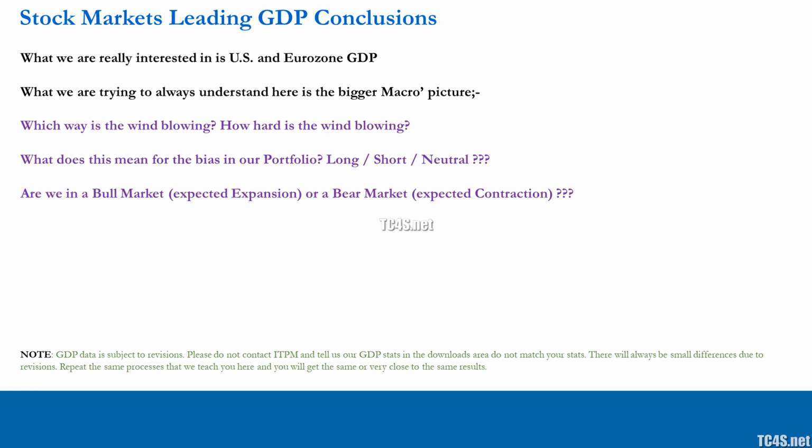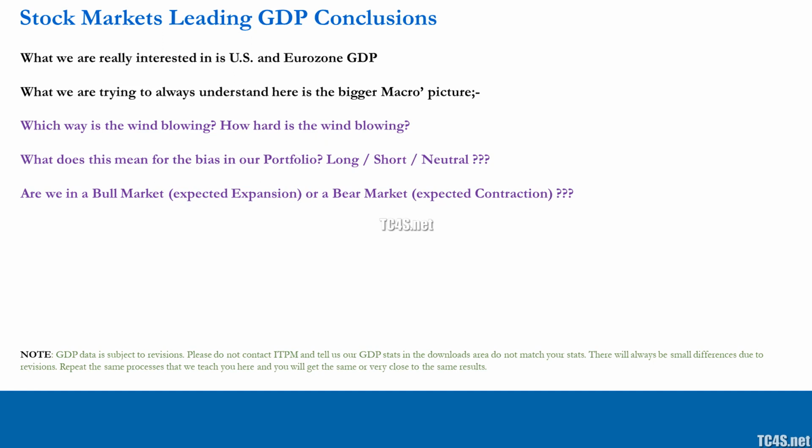Should we be neutral? We also ask ourselves the general question that we learned in the previous video series. Are we in a bull market? Are we expecting expansion? Or are we in a bear market? Are we expecting contraction? So these are the reasons, guys, why we look at stock markets as a leading indicator to GDP and company earnings.